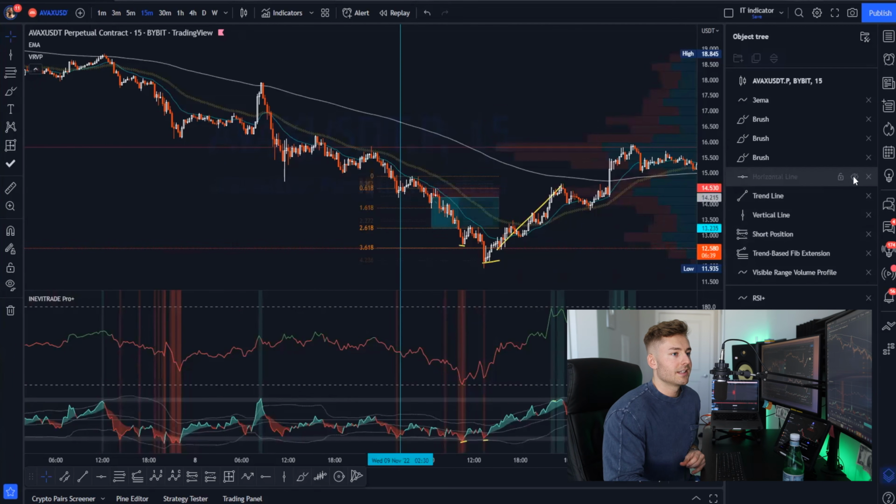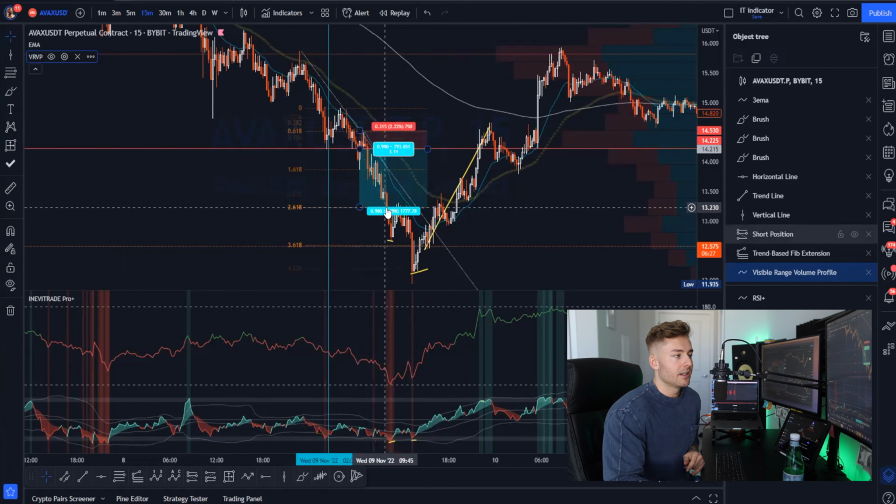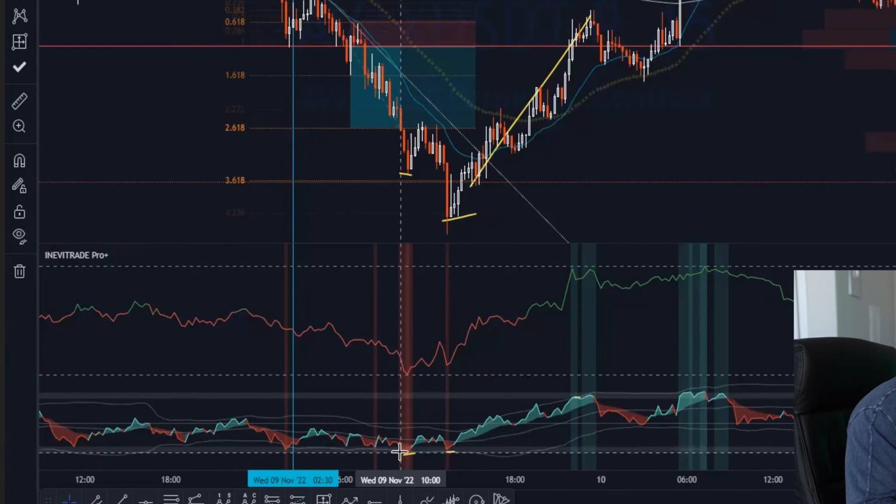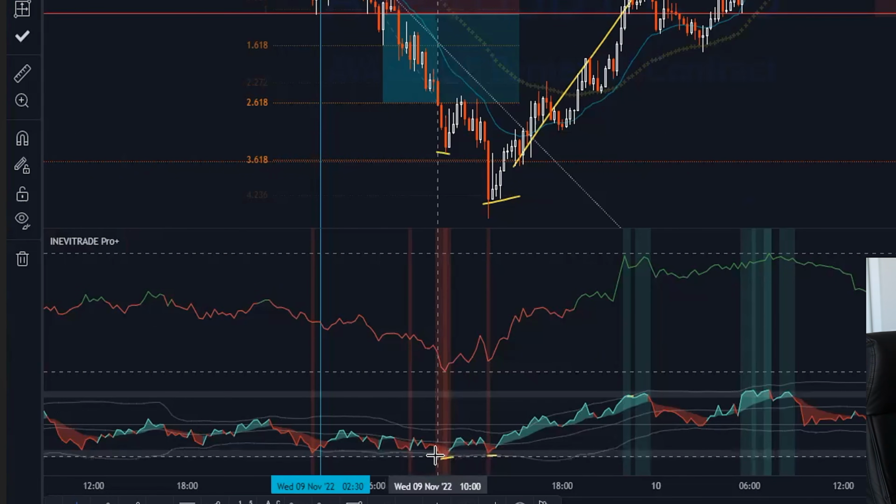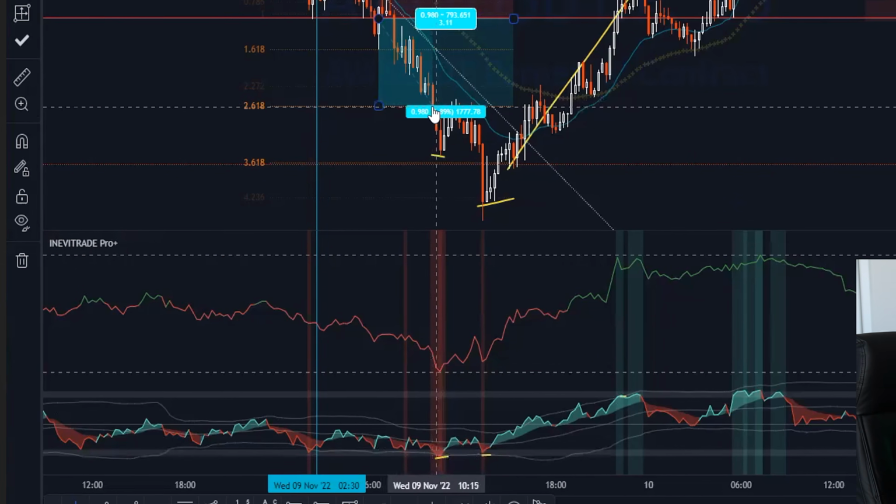All right, if we also look at this AVAX trade that I took, I got out at the 2618 level. And if we look at our indicator, this is where we got our first highlighted region here. And this is where we got our bar close as well.